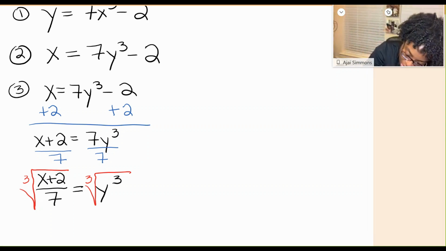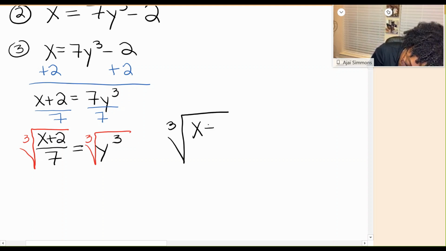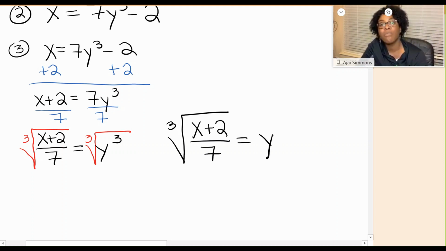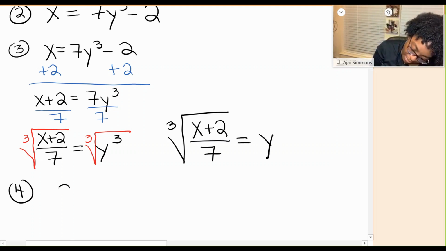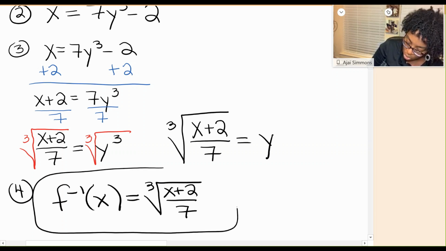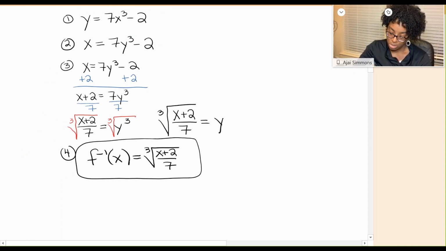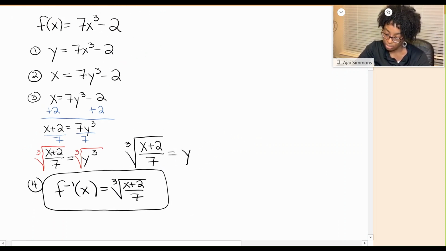So now I have, finally, I have cube root x plus 2 over 7 is now equal to y. I have y by itself, finally. Now, step 4, I'm going to put the f inverse notation. And this is your answer. Okay. So there's the full problem.